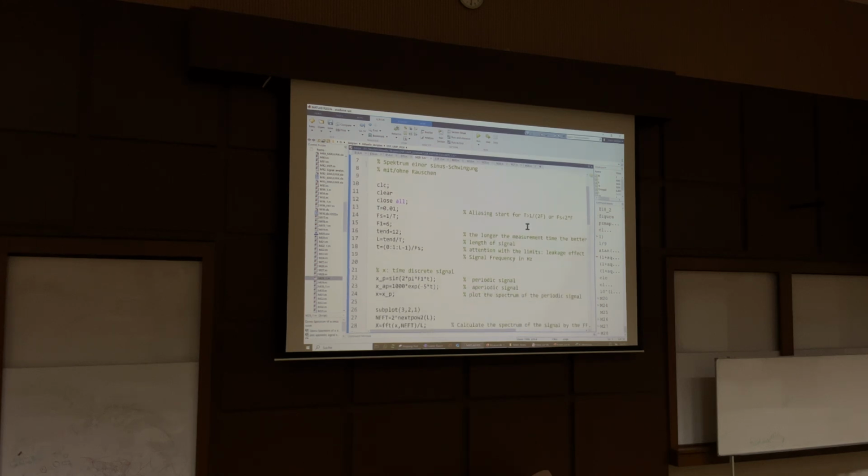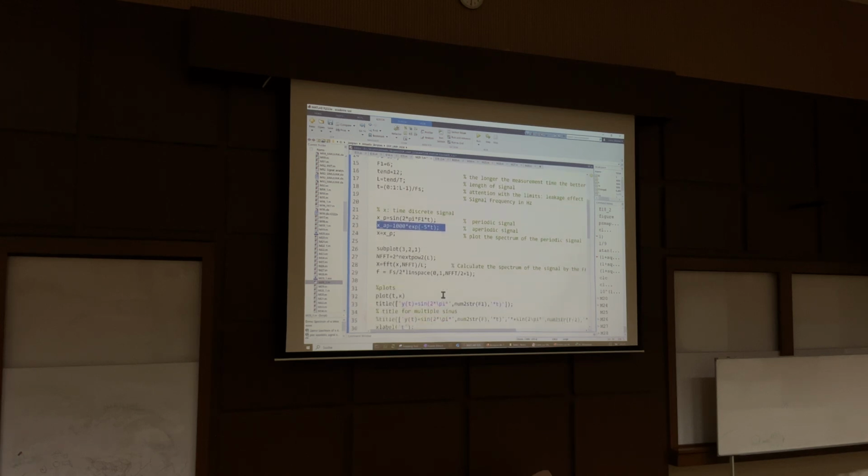Let me just finish that. You see, that's the sinus, the periodic signal. That's the aperiodic signal. And then we do an FFT analysis. That's the spectrum calculation. FFT, we will see that later next week.